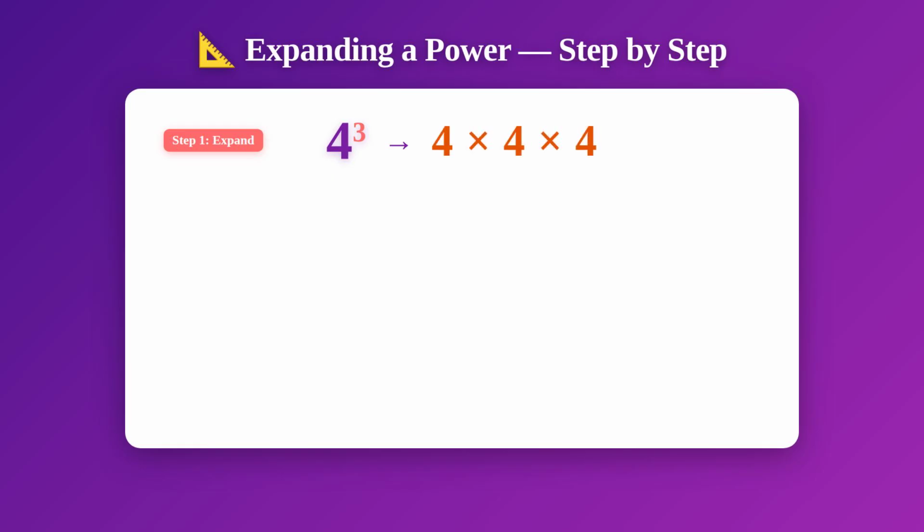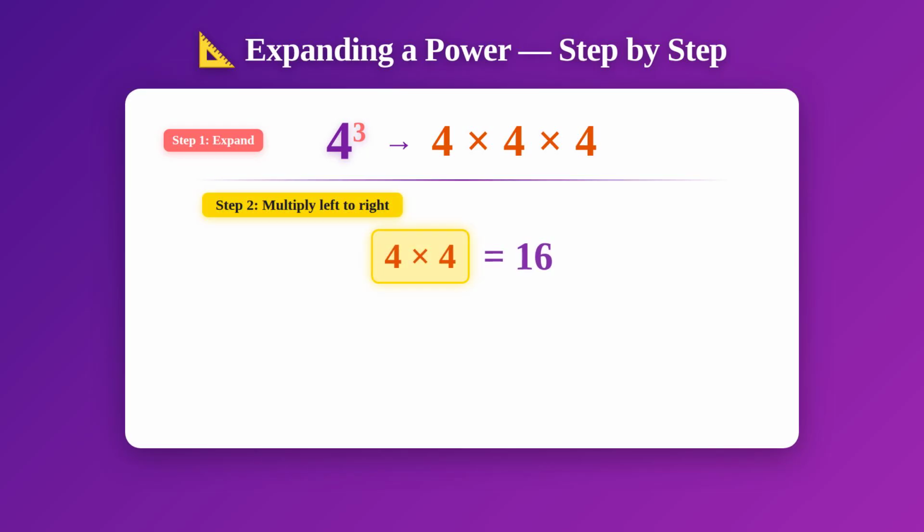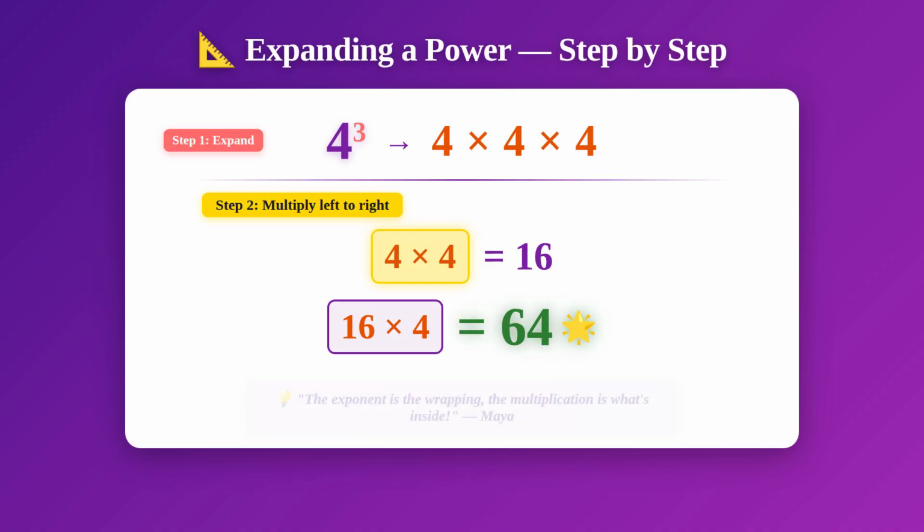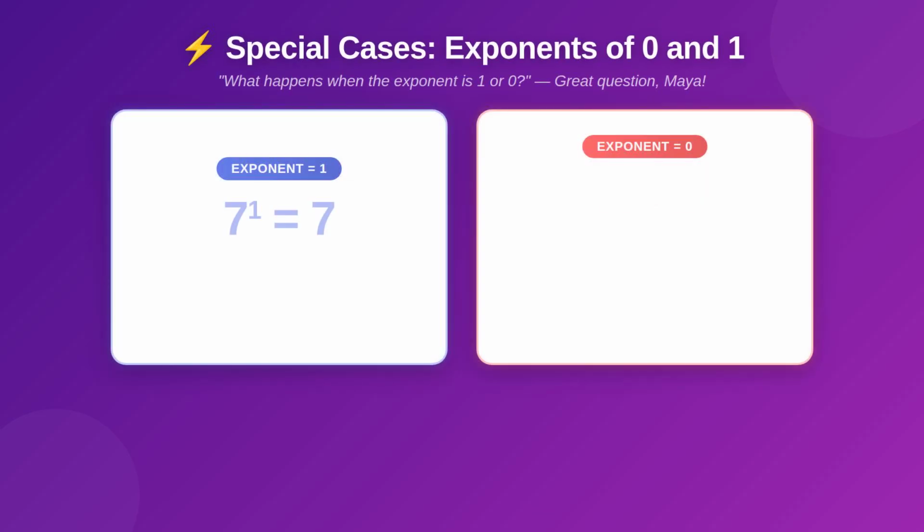Okay, let's talk strategy. Maya figured out this simple 2-step approach, and it works every single time. Step 1. Look at the exponent and write the base that many times with multiplication signs between them. So 4 to the 3rd power becomes 4 times 4 times 4. Step 2. Multiply left to right. 4 times 4 is 16, and 16 times 4 is 64. Done! This process is called expanding the power. Once you expand it, the multiplication is totally straightforward. Maya said it felt like unwrapping a present. The exponent is the wrapping, and the multiplication is what's inside.